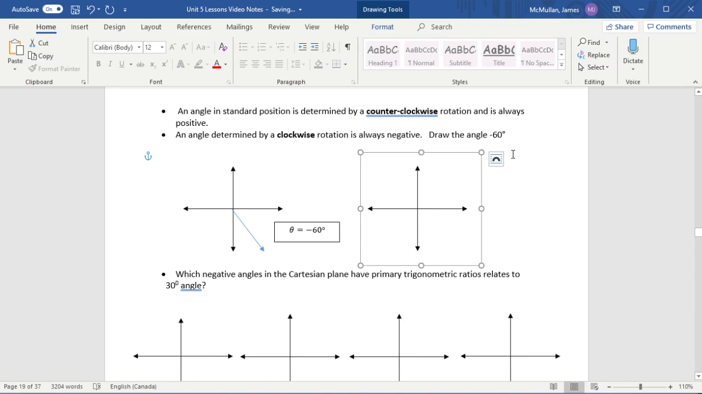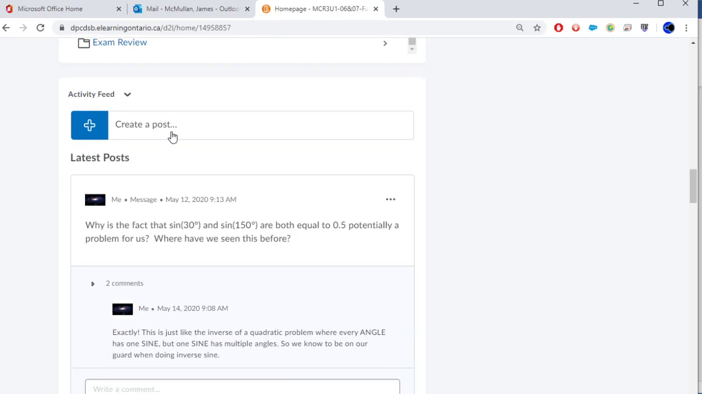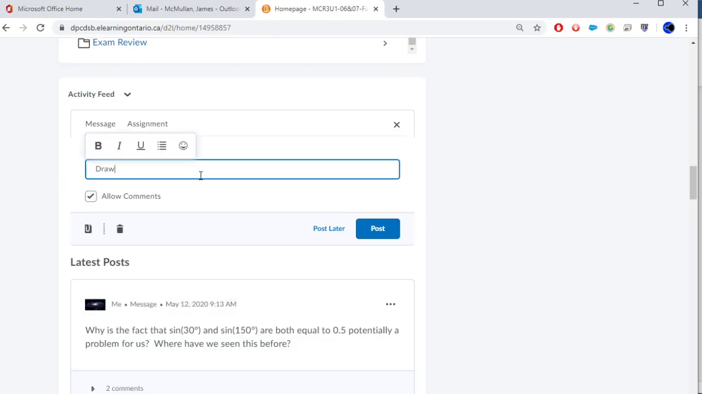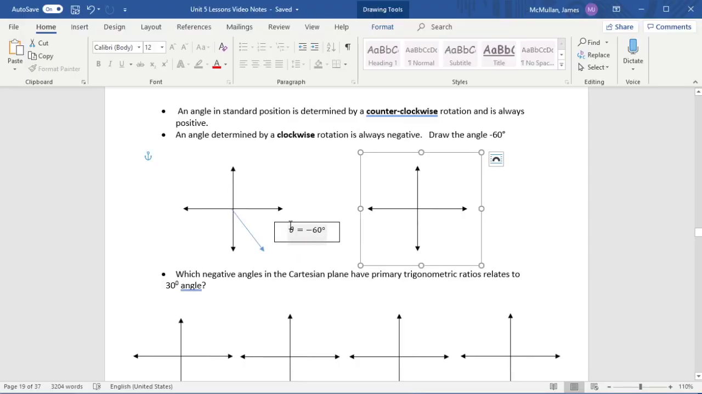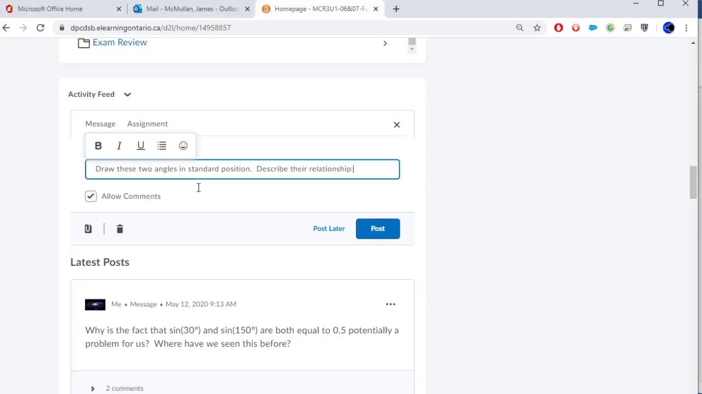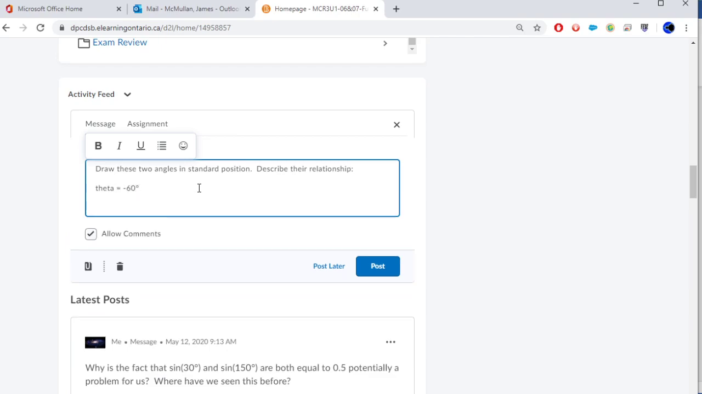Now, my question for you that I'm going to post right now, another question I want you to think about. I'm going to say, draw these two angles in standard position. Describe their relationship. Okay? Number one. Theta equals negative 60, and theta equals 300. Okay, I want you to draw those two and see if you can come up with how they might be related.